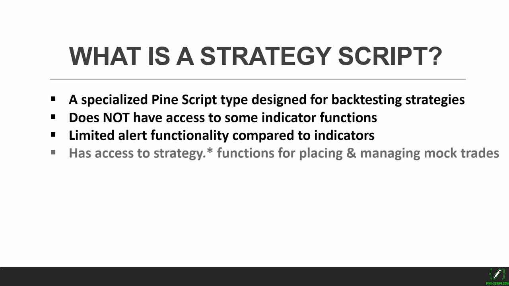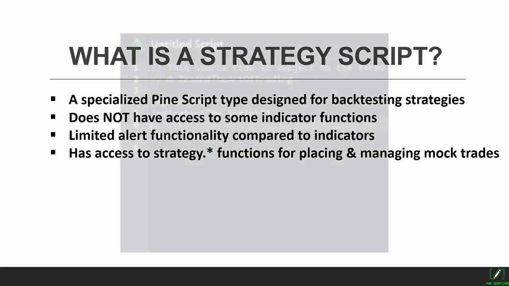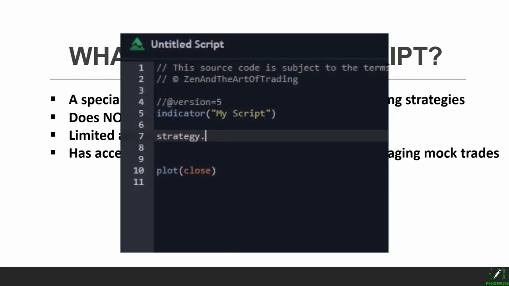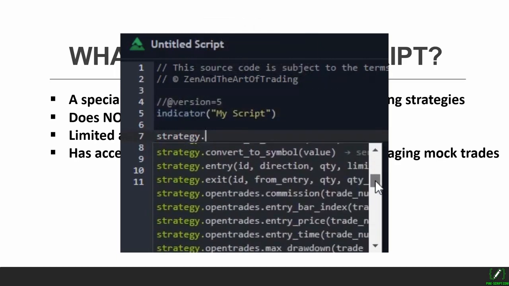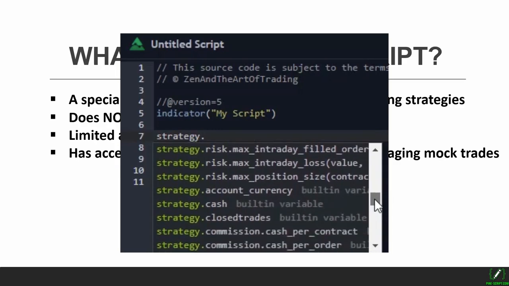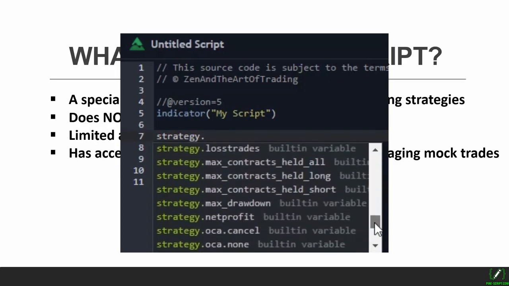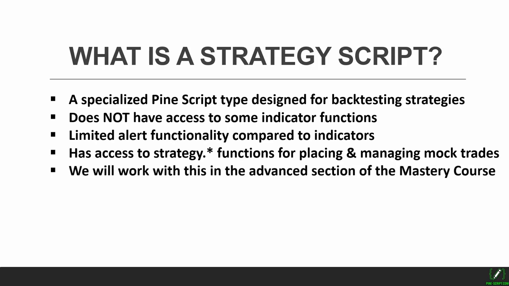So a strategy script has access to the strategy namespace or library of functions, and these strategy commands are used for placing and managing mock trades. So here's an example of what I'm talking about. If you type strategy.control space or command space on a Mac into the Pine editor, we get a full list of all of the functions available to us when working with a strategy script. And as I mentioned earlier, we will be working with this type of script in the advanced section of the mastery course. So we won't be covering strategy scripts until we are very familiar with indicator scripts, because you can't write a good strategy if you can't write a good indicator.